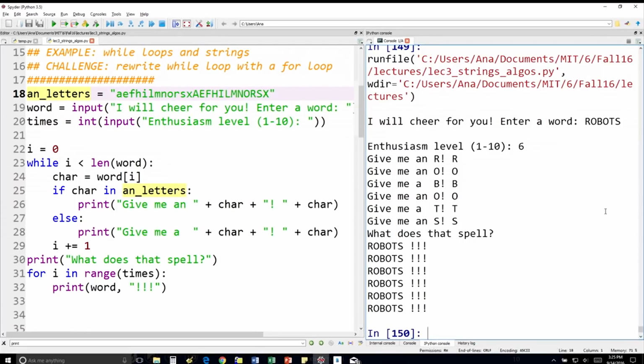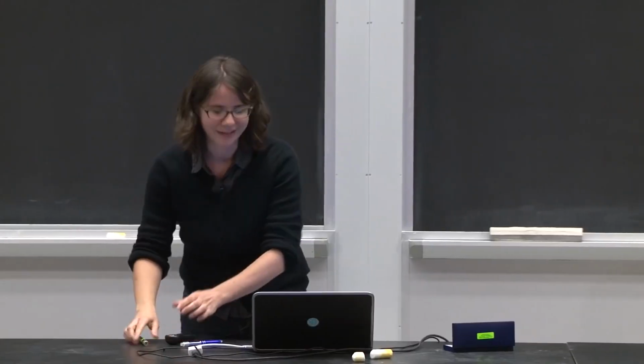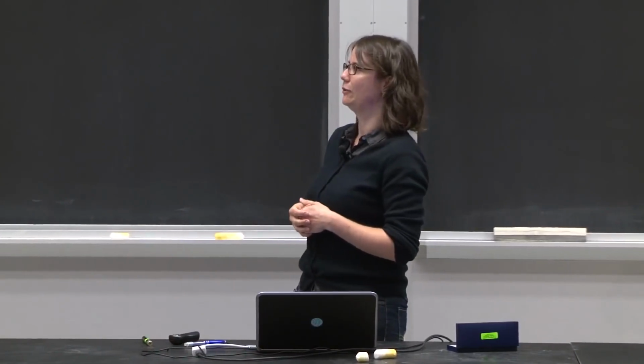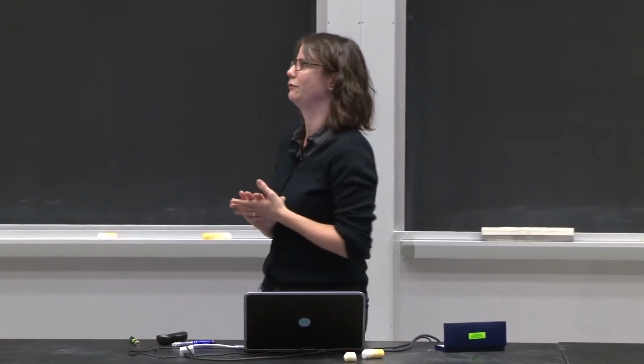Give me an R, R, give me an O, O, give me a B, B, and so on and so on. What does that spell? Robots. And it's going to print it 6 times because I'm 6 out of 10 enthusiastic about robots. Okay? So that's pretty much what that code's supposed to do, and you can write it using what we've learned so far.